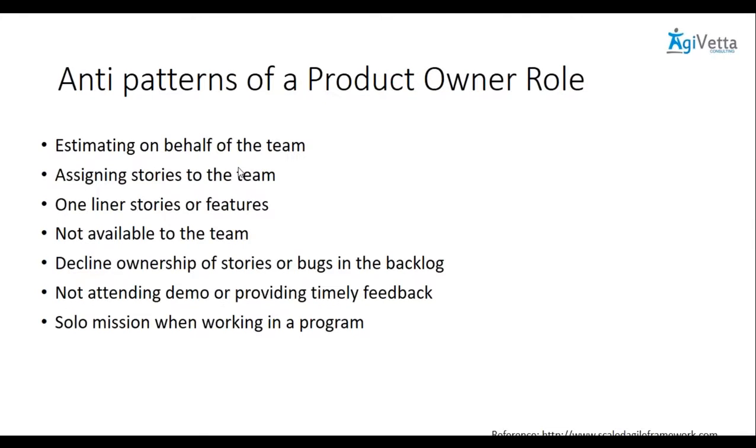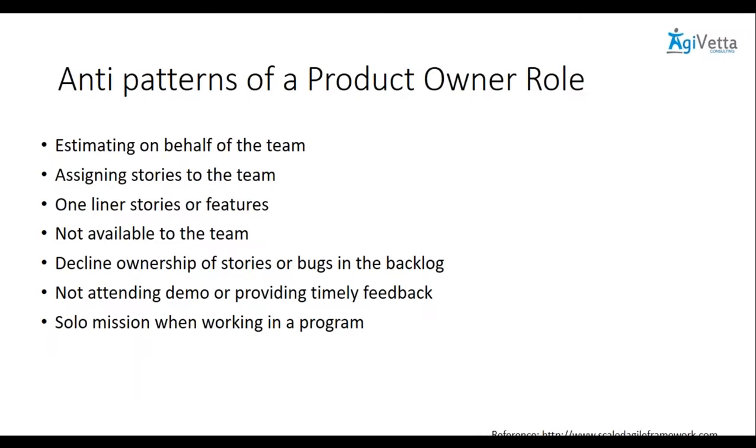What are the anti-patterns? Now that's an interesting one. If a product owner is doing this or not doing this, he is not a good product owner. So if a product owner does any of these activities: estimating on behalf of the team, assigning stories to the team members, writing just one-liner or very briefly described stories without much acceptance criteria, then he's not a very good product owner. Or a product owner who is not available to the team for at least half of the sprint.